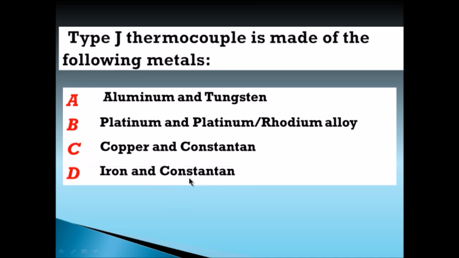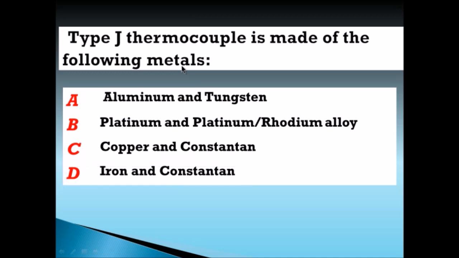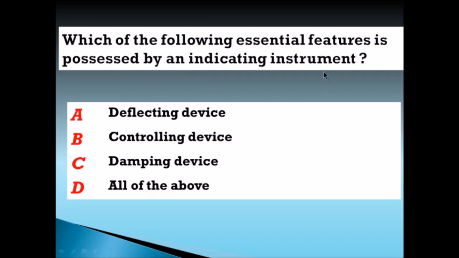So answer is D. अगर पूछा जाए कि which thermocouple is most linear, so type K type thermocouple है, which is the most linear. अगर पूछा जाए which thermocouple has the highest sensitivity, so type E type होगा, उसकी sensitivity सबसे ज्यादा होगी. Which of the following essential feature is possessed by an indicating instrument?